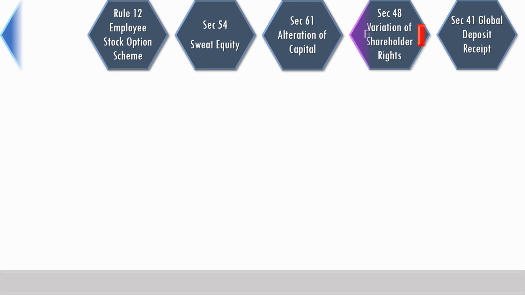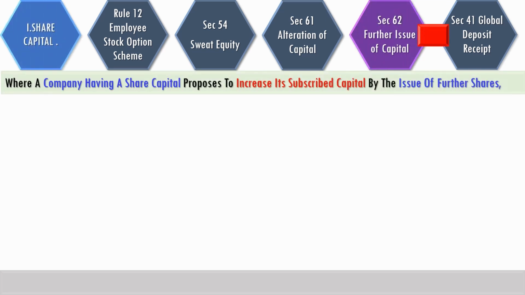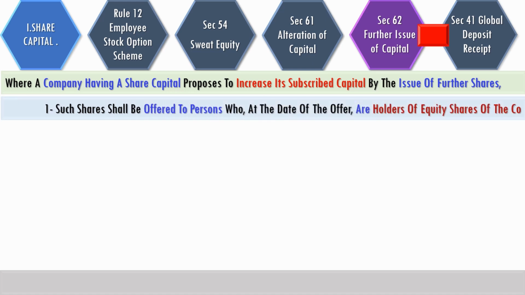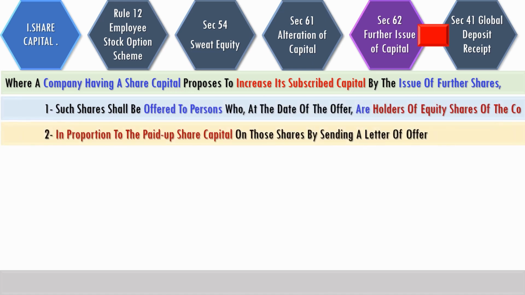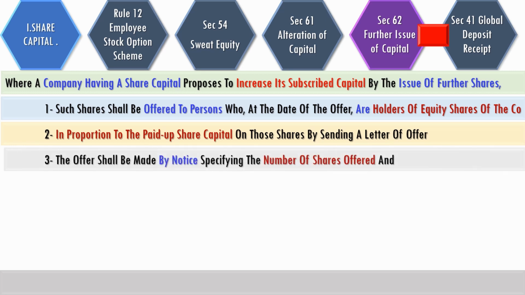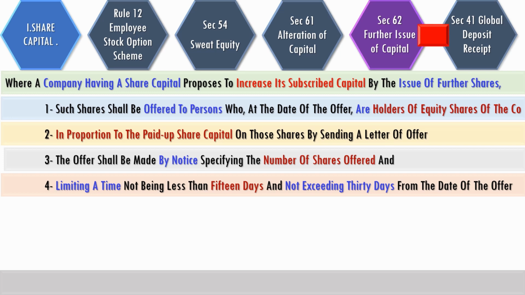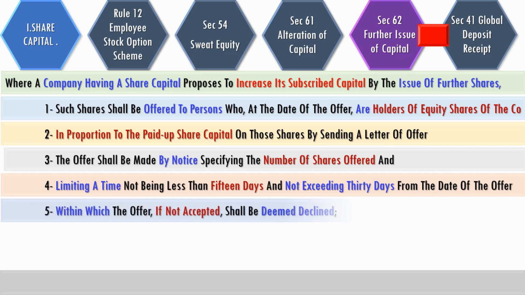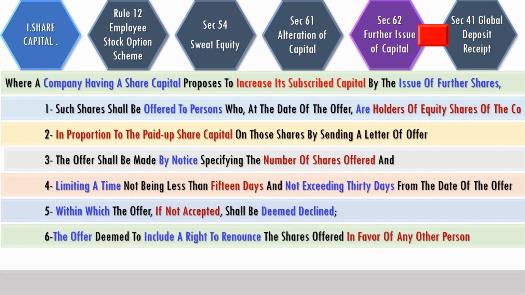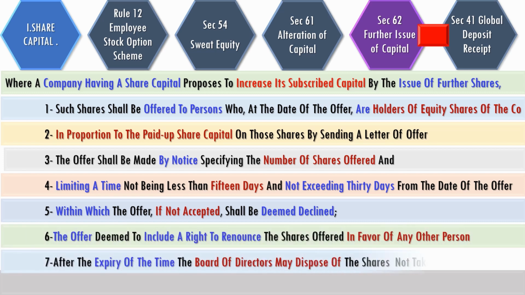A company can increase its subscribed capital by issuing further shares to the existing shareholders in the ratio of the paid up capital by way of a letter of offer which specifies the number of shares offered, and it gives a timeline of 15 to 30 days to accept and act on the offer, within which if the offer is not accepted, it shall be deemed to be declined. The offer also is deemed to include a right to renounce in favor of any person. After the expiry of the time frame, the Board of Directors at their discretion may dispose of the shares not taken up by the shareholders.